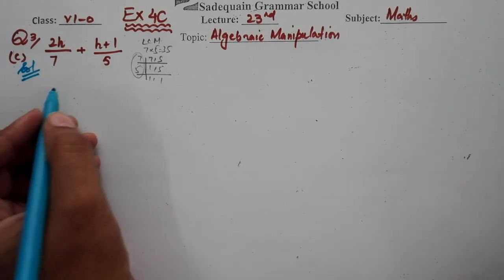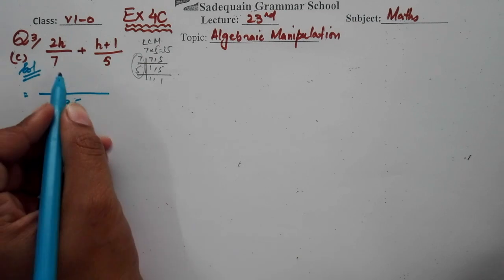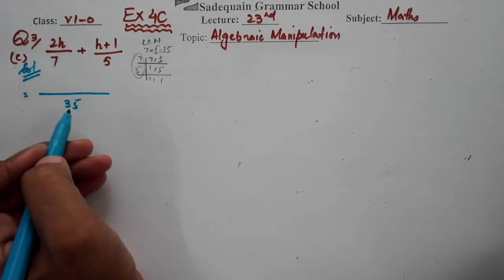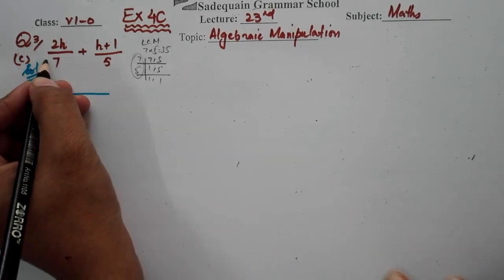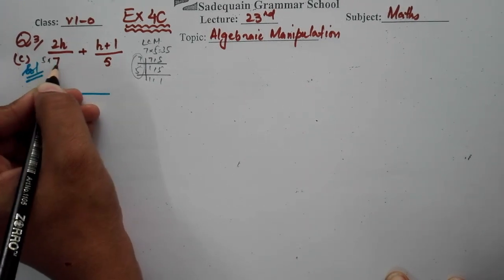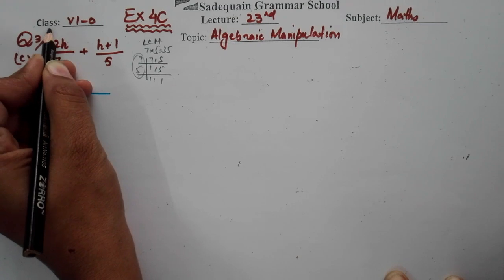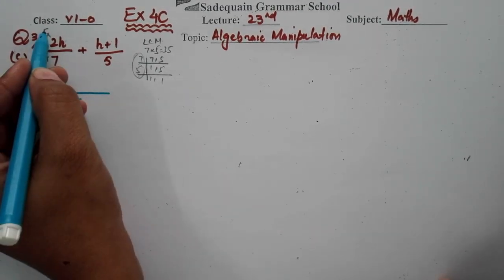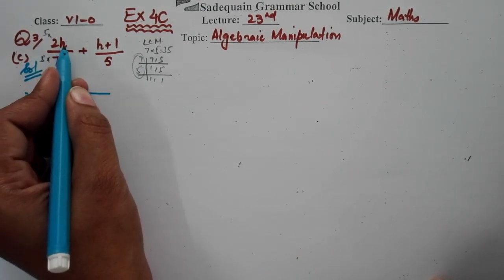Okay, so the LCM will be what? The LCM is equal to 35 here. Now what do we have to do? We have to make the denominator the same. We have to make it 35. So we multiply the 7 with, how can we get 35? When we multiply with 5. Once we multiply the denominator, we multiply the numerator by the same number. So what will be the answer here? 7 fives are 35 and 5 twos are 10. So it will be 10h. Don't forget to write the h.